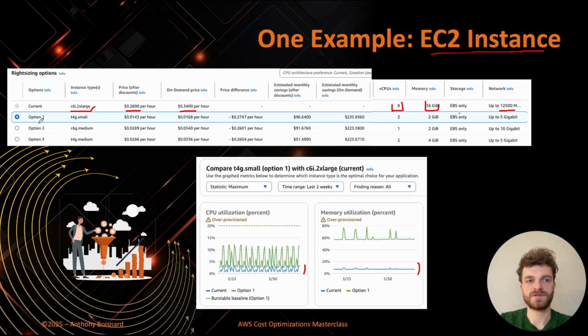AWS Compute Optimizer is providing you 3 different options here. So it provides you here the T4G.small instance type. So by doing that, you will reduce here the CPU by 4 and the memory here also by 8. So by doing that, you can see here the new amount of CPU you should be using, and here also the new amount of memory you should be using.